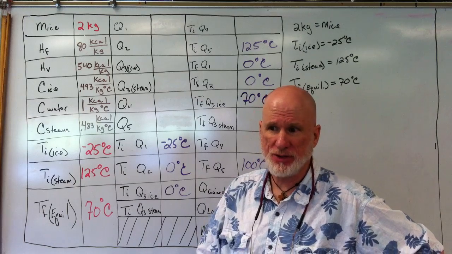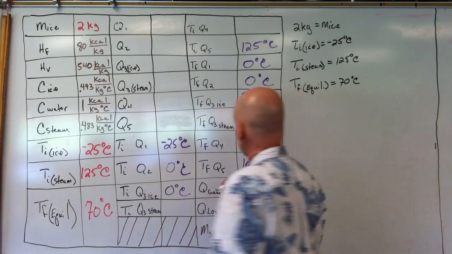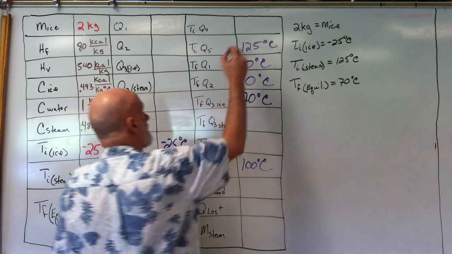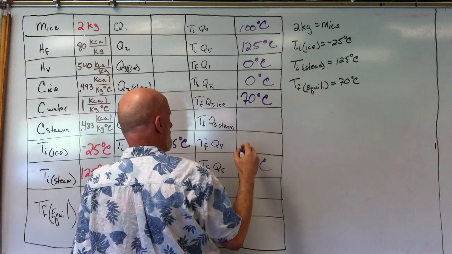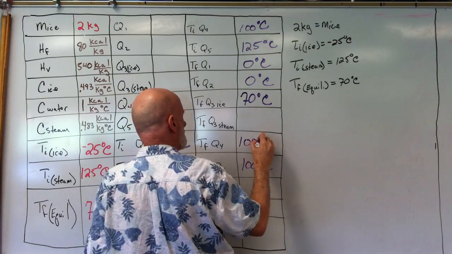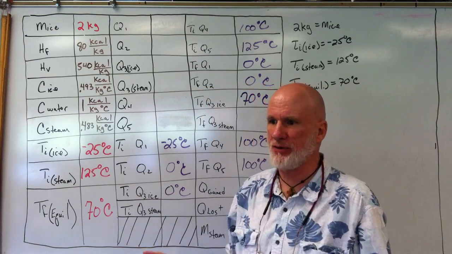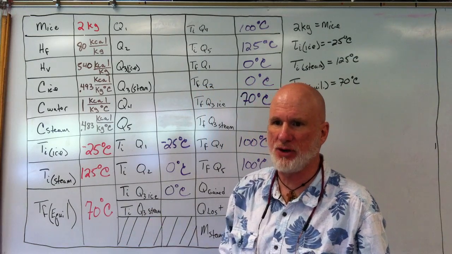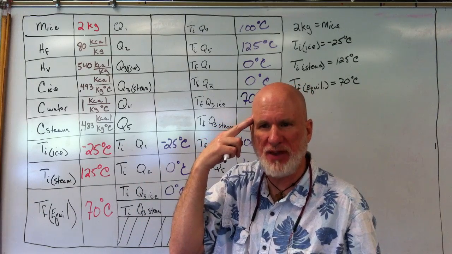So initial temperature is 100 degrees. Final temperature is 100 degrees, right? Correct. It goes to liquid. So this is 100 degrees, and this is 100 degrees. Do we need to worry about a change in temperature for heat of vaporization and heat of fusion? No. Absolutely not. I simply want you to be able to think of it though.